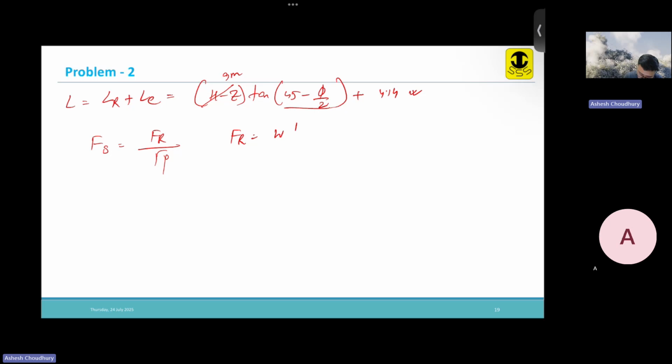FR is W tan delta. It is the sliding resistance. 4.5 plus 8.552 times 17.5 times 9 into 1036.